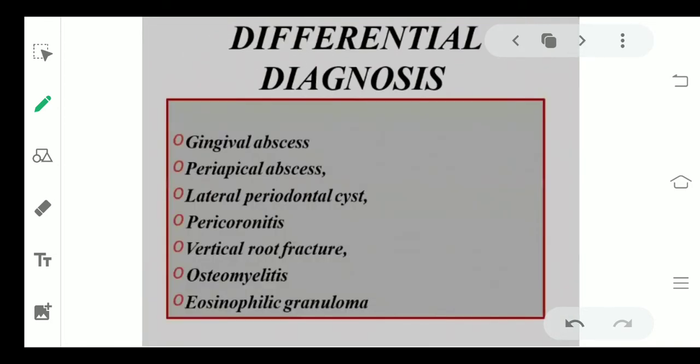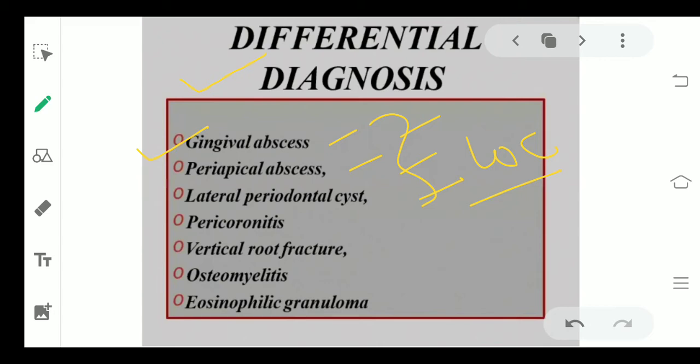Now periodontal diagnosis, differential diagnosis. Sometimes it can be differentiated or can be confused with other problems also, that is gingival abscess, periapical abscess. All these three abscesses, the gingival abscess, periapical and the periodontal abscess, they look very similar to each other in appearance. The only difference they have got is on the location. So it is very important for you to know which abscess is present on which region.